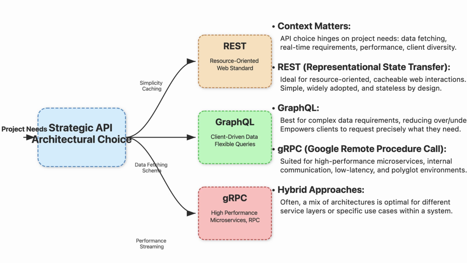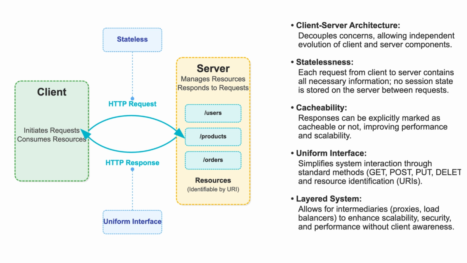First, client-server separation. This strict division, which you can visualize in the client-server separation of concerns diagram, means the client handles the user interface while the server manages data and application state. This enhances portability and scalability.